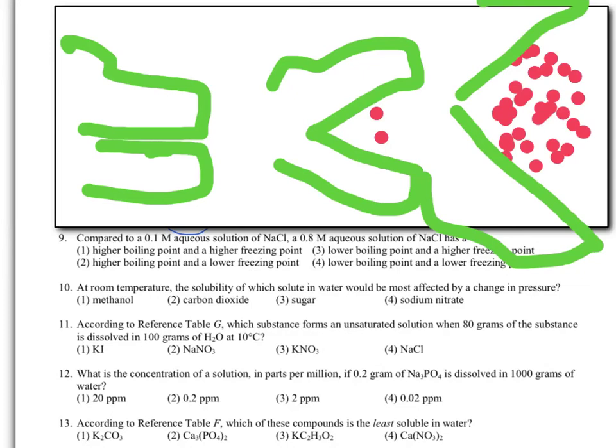So here we look compared to a 0.1 molar, a 0.8 molar solution should always have, since it has a higher molarity, a higher boiling point and a lower freezing point. Now, in question number 10, we are looking for what solubility would be most affected by pressure. Pressure pretty much only affects gases. So basically here we're looking for which substance is a gas. And you should know that carbon dioxide is a gas at room temperature.